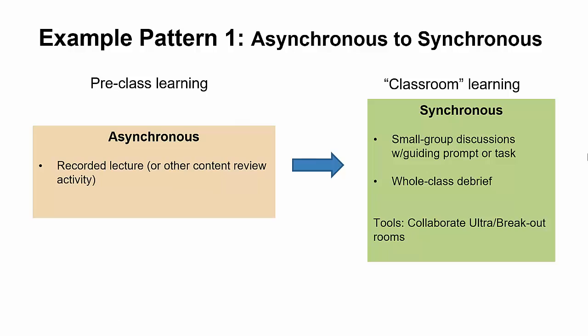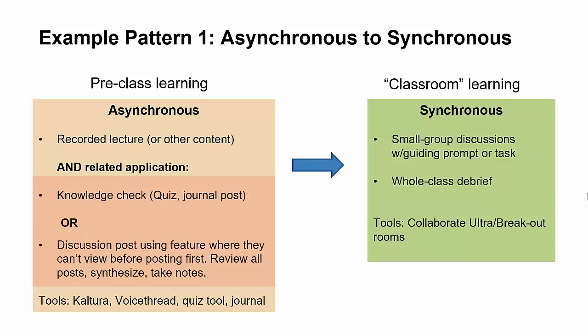Here is a basic pattern starting in the asynchronous environment. Students viewing a recorded lecture or other content, which I'll describe as passive learning. Now, it may not be passive. Students may take notes, they may ask themselves questions, and so on. However, we don't have evidence of that processing. Following this are small group discussions with whole class debrief in the synchronous environment.